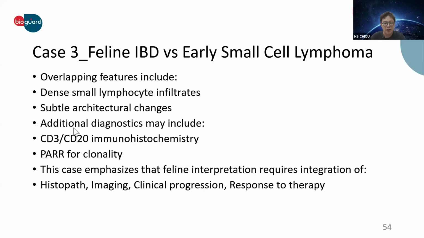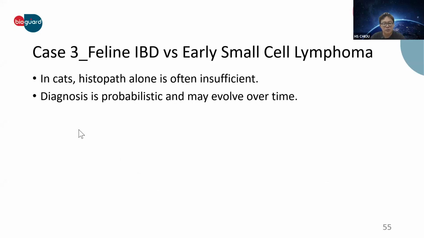And this case highlights something very important. In fact, histopath alone is often insufficient. Interpretation requires integration of histopath, imaging findings, clinical progression, and response to therapy. Diagnosis in feline chronic enteropathy is often probabilistic. It may evolve over time. Sometimes the final answer is not found in a single biopsy. And that's why feline GI disease demands even greater caution and clinical integration than canine IBD.